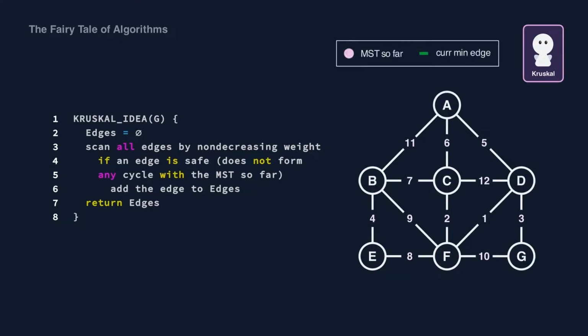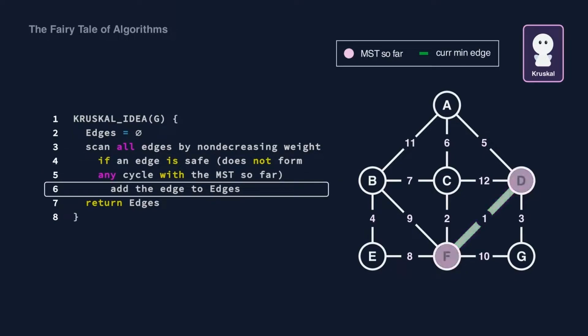Kruskal's idea is simple. He scans all edges in a non-decreasing order and maintains a minimum spanning tree so far. Here, he starts from the shortest edge, DF. If the edge is safe, that means it doesn't create any cycles within the current MST, then we add this edge into the current MST.